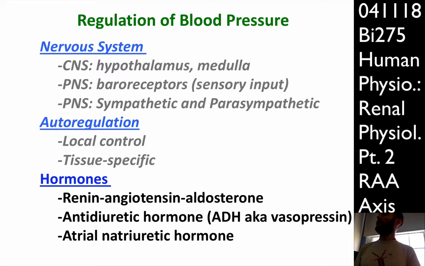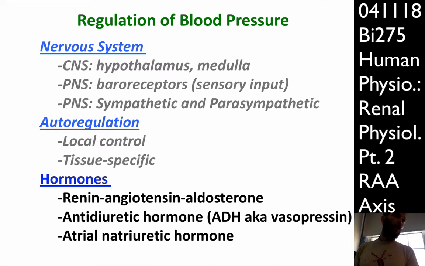But there is the auto regulation that I have talked about that uses various tissue-specific forms of local control. Then there is the nervous system, the hypothalamus, and the medulla are both involved in that. The hypothalamus and the medulla are part of the central nervous system. And then in the periphery, there's a number of players as well.